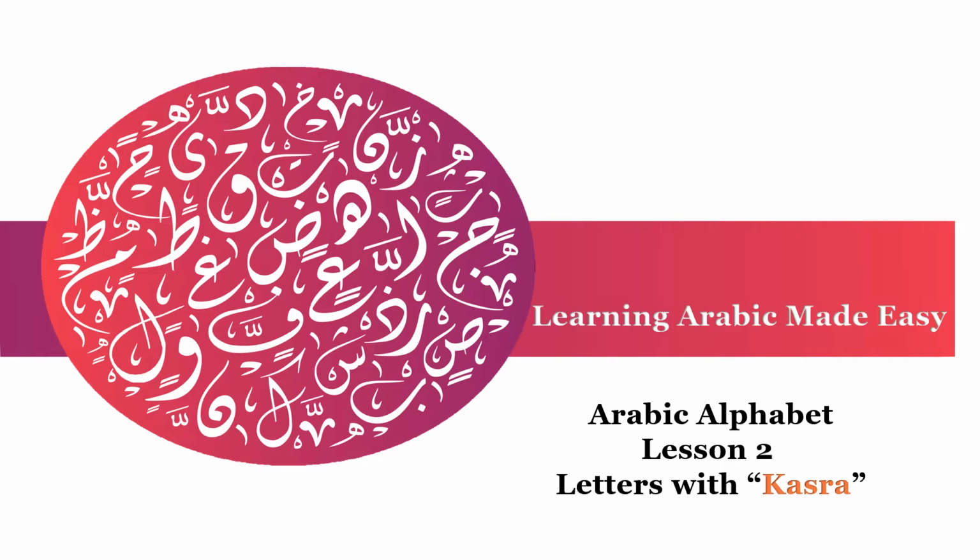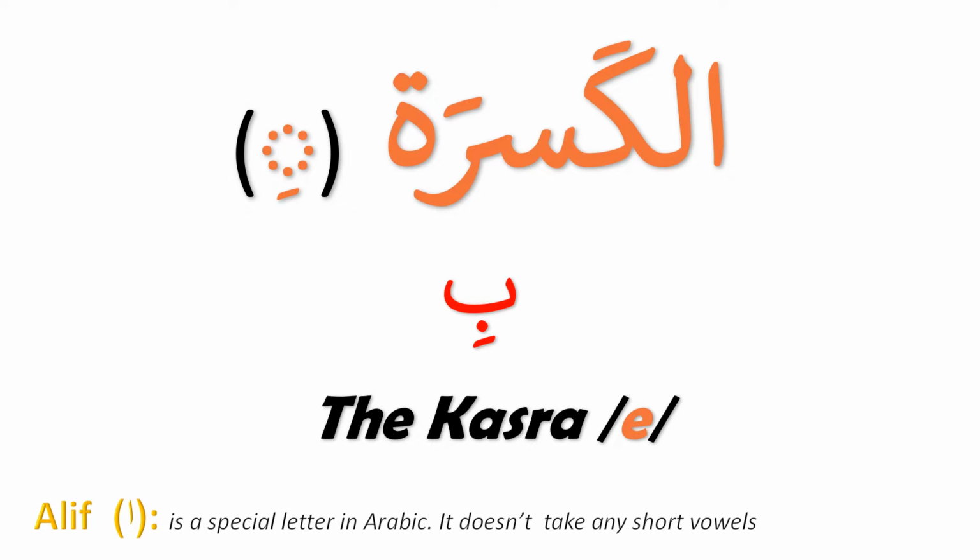Arabic alphabet, letters with Kasra. In this video, we will practice the alphabet pronunciation with the short vowel Kasra. Kasra is a diagonal stroke written below the letter, which precedes it in pronunciation. It is equivalent to the short vowel E in English. As I mentioned in my previous videos, Alif doesn't take any short vowels in Arabic.